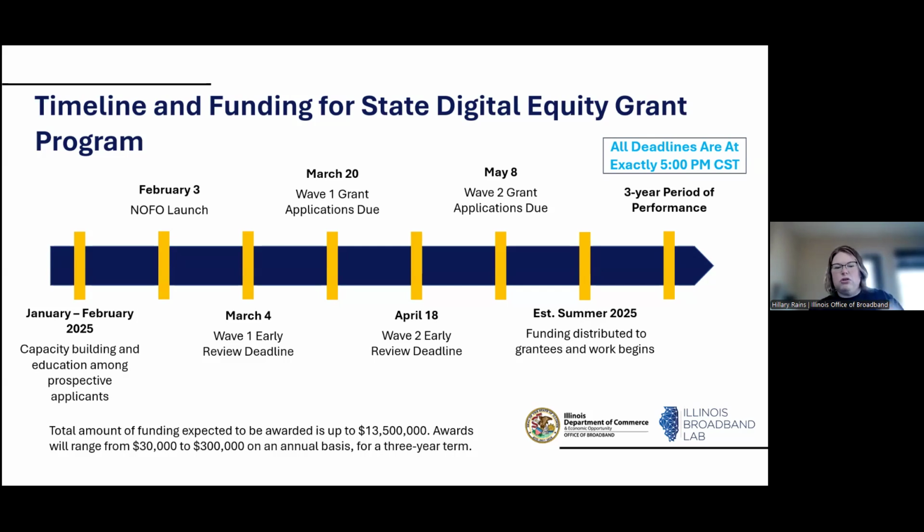We also have wave 2. So once wave 1 starts, wave 2 will be open, and that will go out to May 8th. And just like the first wave, that also has an early review deadline. The total amount of funding expected is about $13.5 million. We're very excited about that. And awards will range from $30,000 to $300,000 on an annual basis for a 3-year term. So that's every year you would get that amount for 3 years. It's a 3-year period of performance, and that would begin, we're estimating, about summer of 2025.